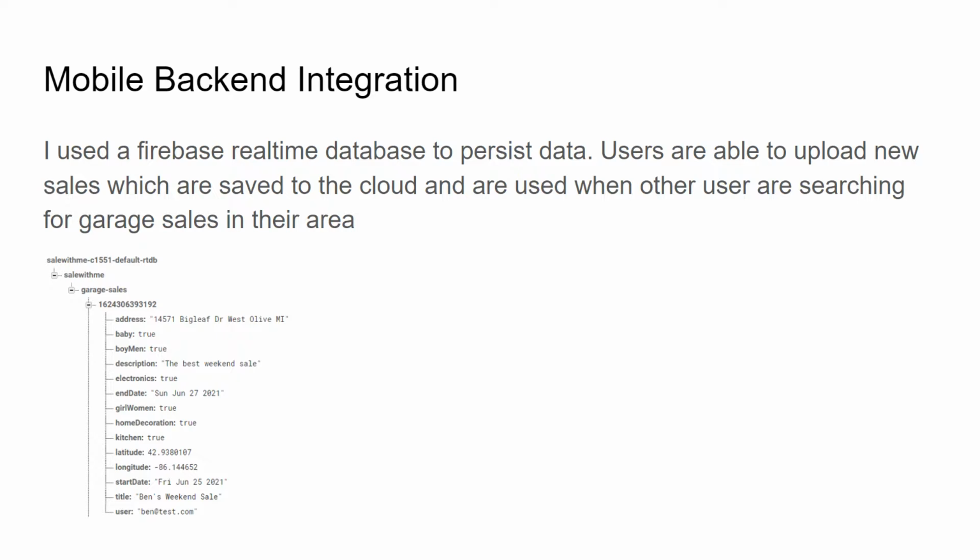So my mobile backend integration, like I said, I use a Firebase real-time database to persist data. Users are able to upload new sales to the cloud. This is an example of what would be uploaded to the cloud, just some generic information, address, and all that jazz.